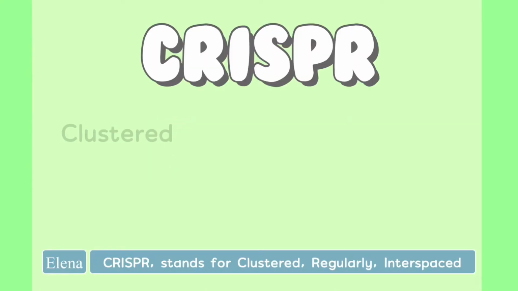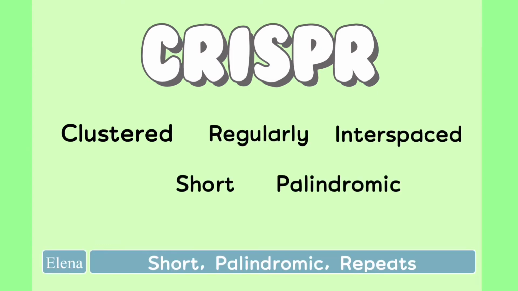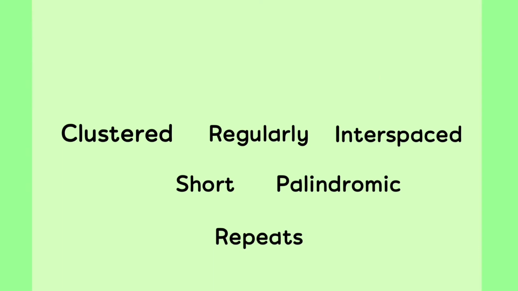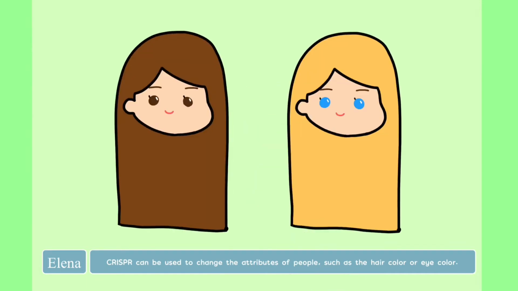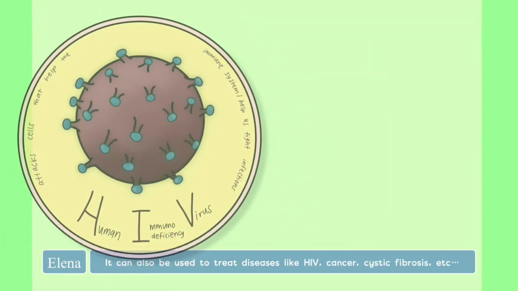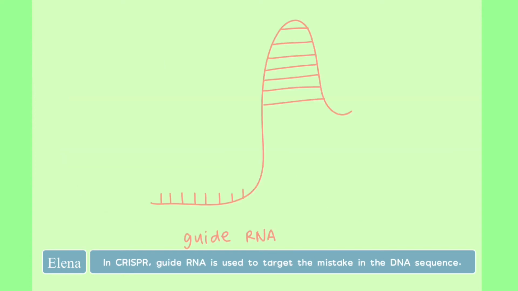CRISPR stands for clustered, regularly interspaced, short palindromic repeats, a tool that allows scientists to modify, delete, or insert new DNA sequence. CRISPR can be used to change the attributes of people, such as hair color or eye color. It can also be used to treat diseases like HIV, cancer, cystic fibrosis, etc.